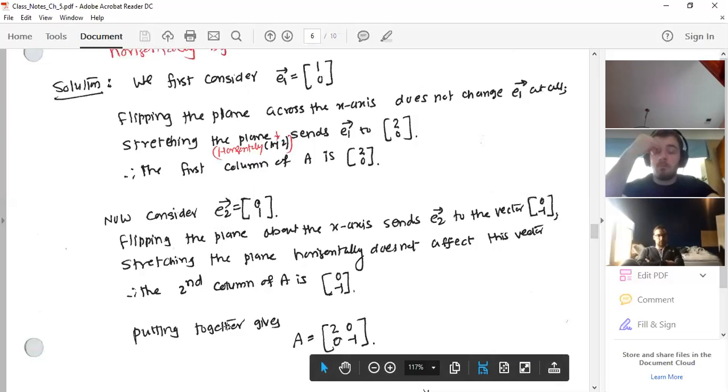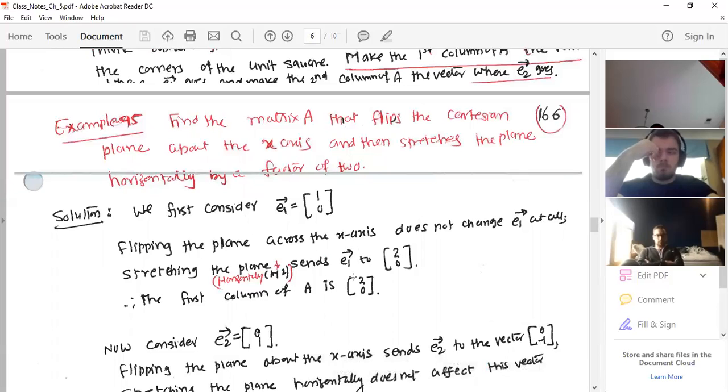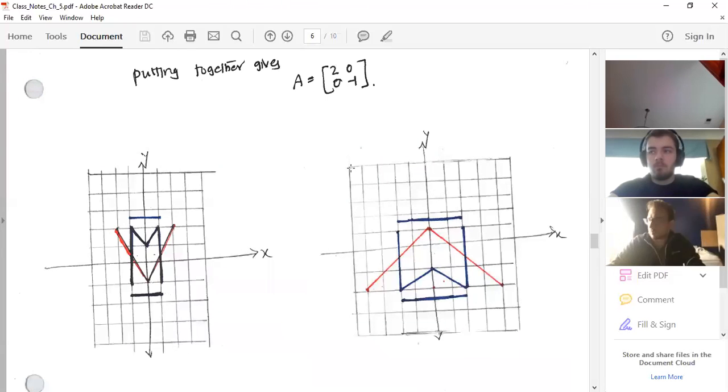Putting together, you're going to get A equal to the matrix with rows (2, 0) and (0, -1). Look here, guys. The question was to find the matrix that flips the Cartesian plane about the x-axis and then stretches the plane horizontally by a factor of 2. So horizontally by a factor of 2, that's why I went up to 2, right? So you're going to get this matrix. That's how you can find your matrix with the given information.